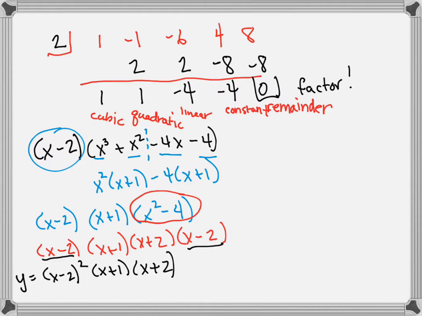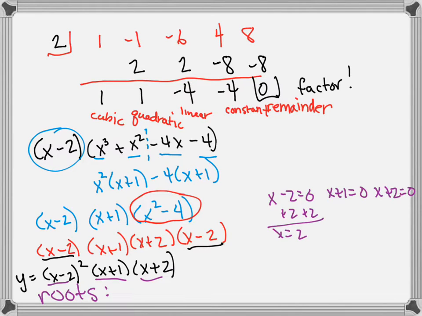So this is our factored polynomial, and our roots, or our zeros, are where our factors equal 0. So x minus 2 equals 0, x plus 1 equals 0, x plus 2 equals 0. Solving for x, we get x is 2, x is negative 1, and x is negative 2. So we have three roots, 2, negative 1, and negative 2. And one of those has multiplicity of 2.